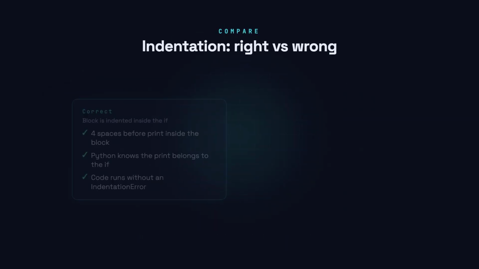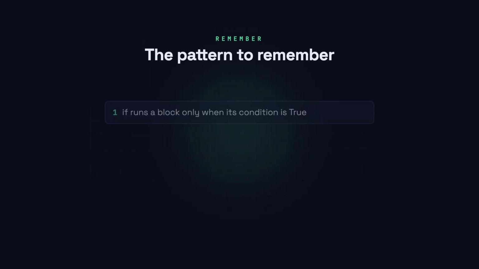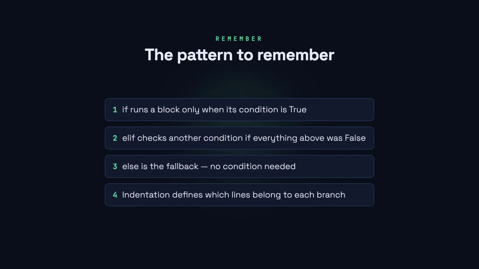The single most common beginner mistake is forgetting to indent. Every line inside an if, elif, or else block must be indented by the same amount, usually 4 spaces. Remember, if, elif, and else let your program choose a path. Indentation defines each block, and only the first matching branch ever runs.